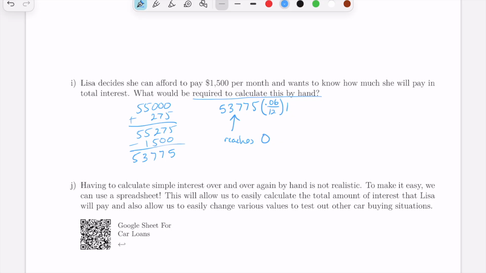But the better you understand it, the better that you can use it and navigate your way through life without being taken advantage of. I hope this was helpful. Keep practicing your simple interest, and we'll move on to something a little more complicated in the future, like compound interest and annuities and investments.